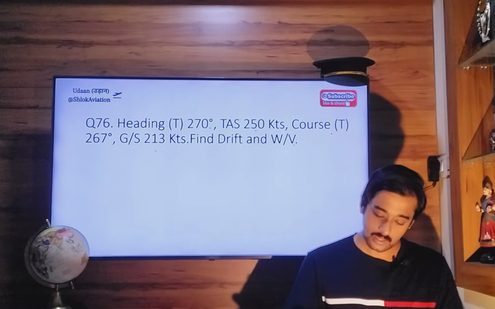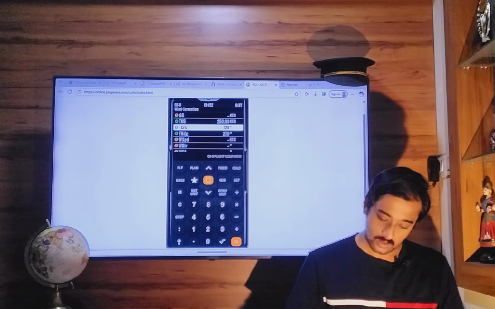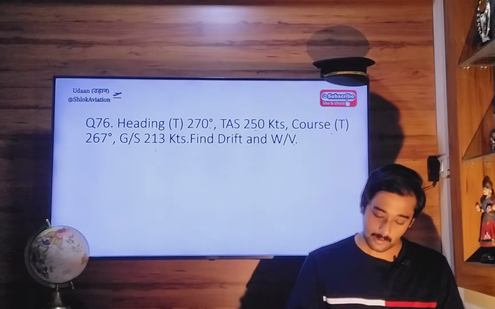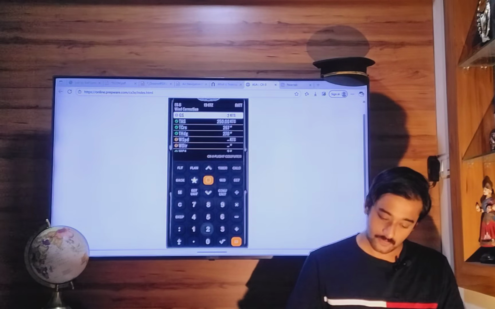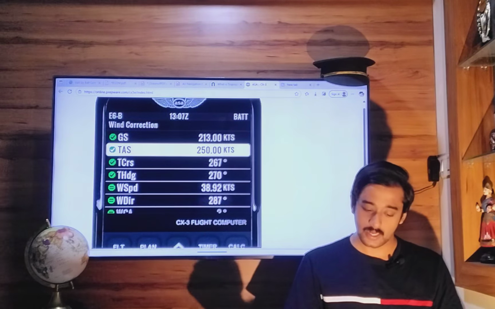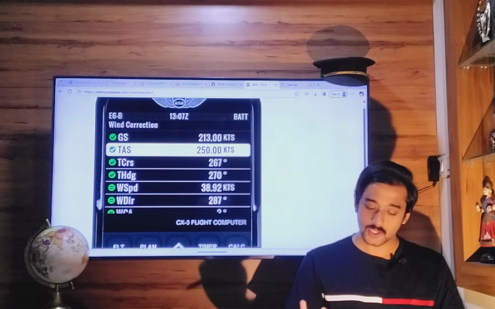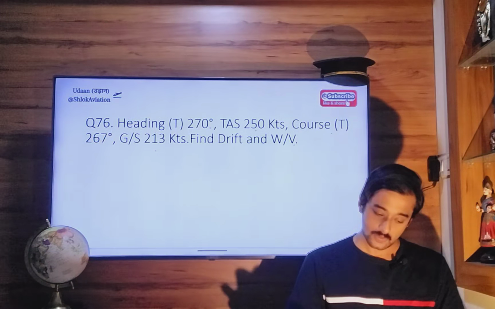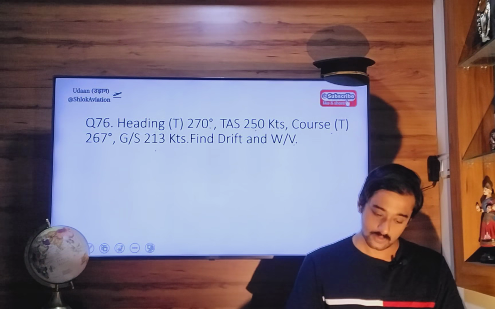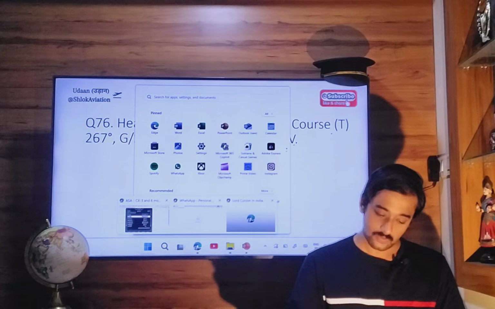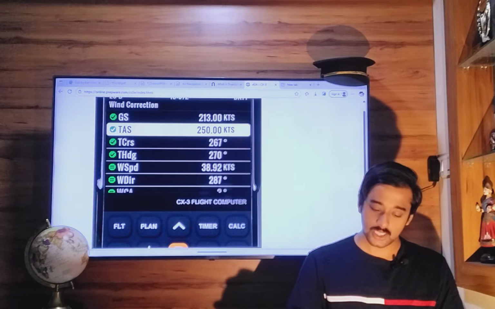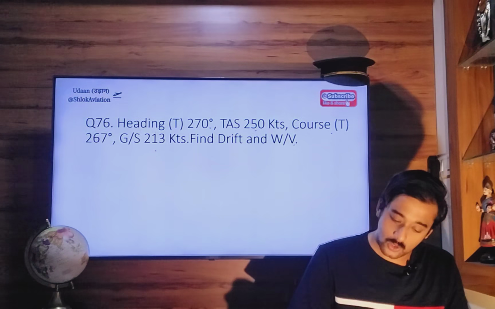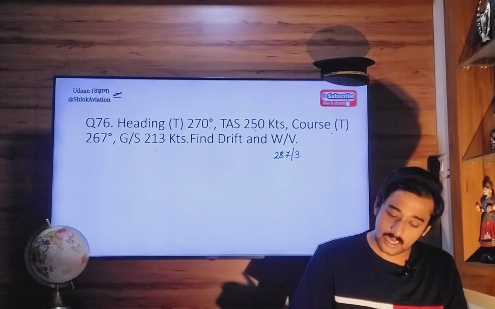Course 267, ground speed 213. Okay. So ground speed 213, task 250, course 267, heading 270. So this gives us a wind direction of 287, wind speed 39 knots. So 287, 39 knots.